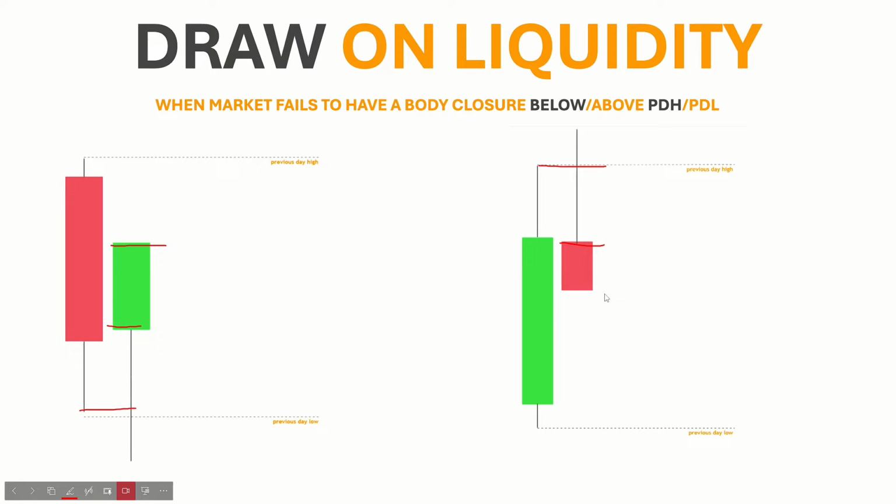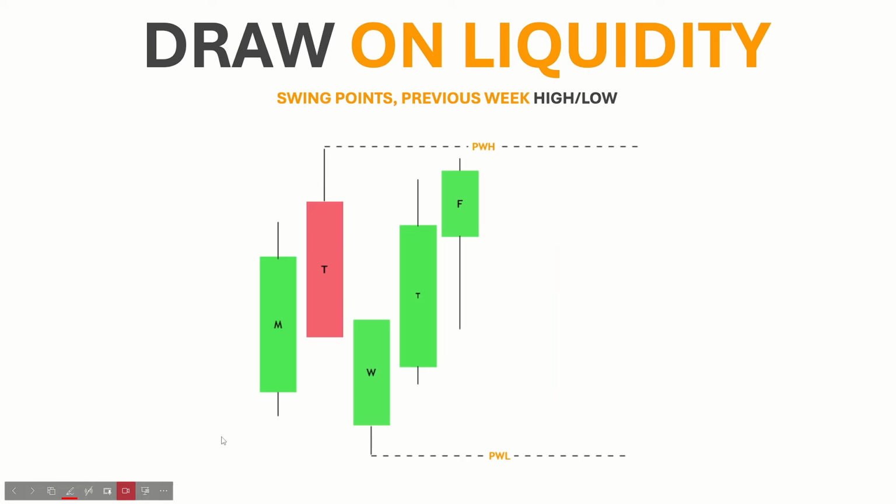So what would I expect next for market to do? I'd expect in this scenario right here, another bearish candle, or in this example right here, another bullish candle, which would bring our drawn liquidity in this scenario to the previous day high, and in this scenario to the previous day low. Just for more confidence, it's very important to understand swing points, previous week highs or lows.